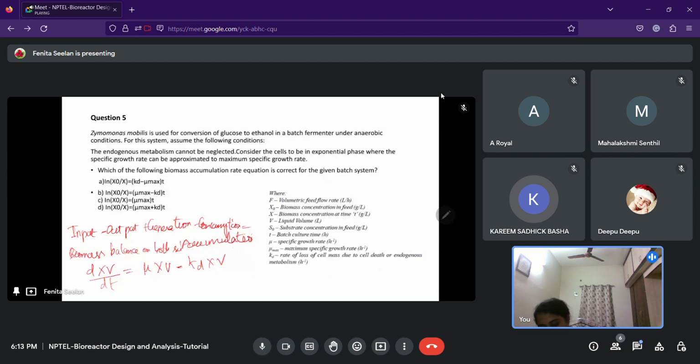So if we assume that the volume is kept constant in case of a batch reactor, as we are not going to add anything further, this equation will become dX by dt equal to, we will take the V out.